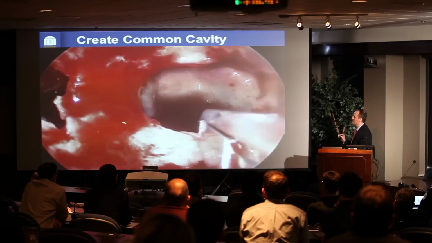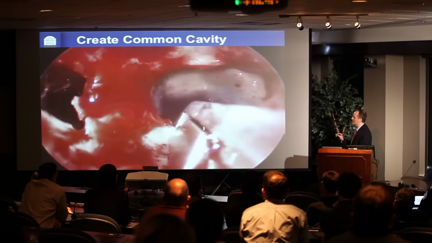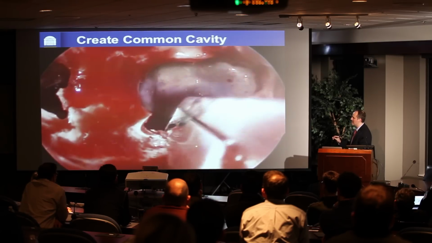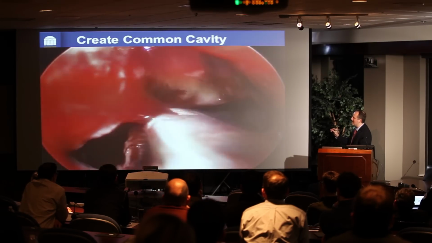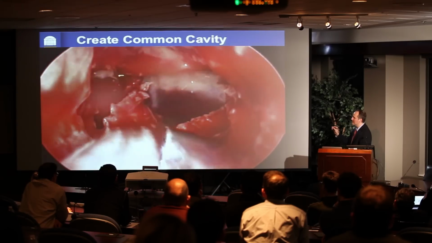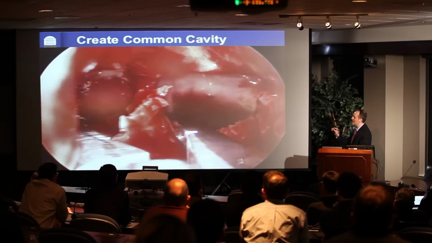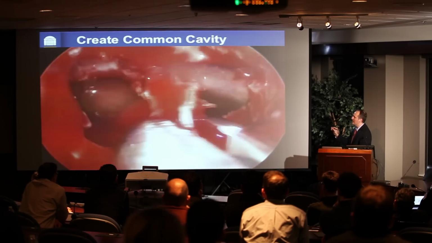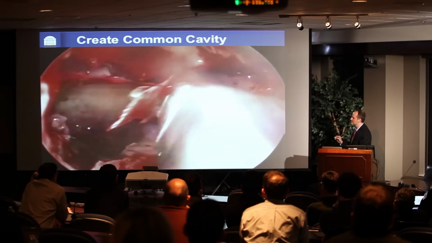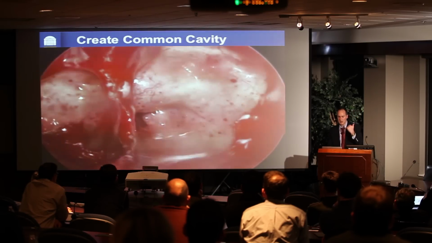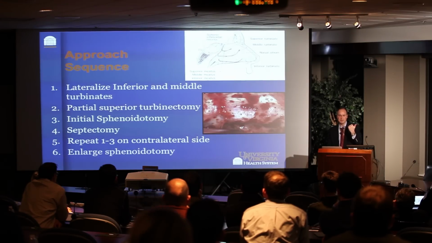And then you're left with the keel. It's a good idea, again, to destabilize the keel by biting inferiorly. And I like taking a straight through cut and biting superiorly as well, so that as you're torquing this, it fractures easily and you don't fracture into the anterior skull base. All right, so you've created one common cavity, right?